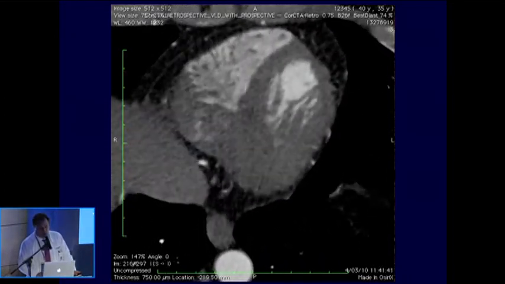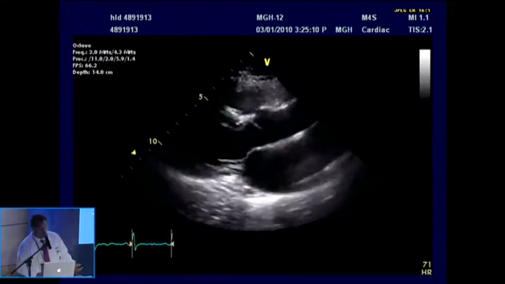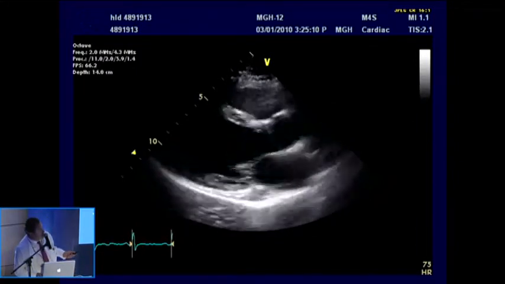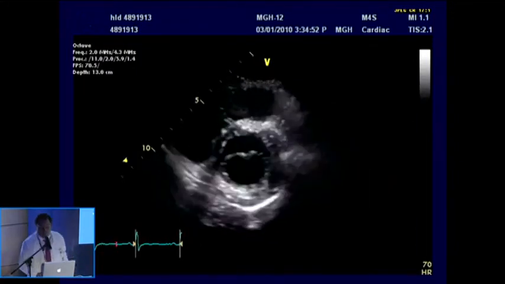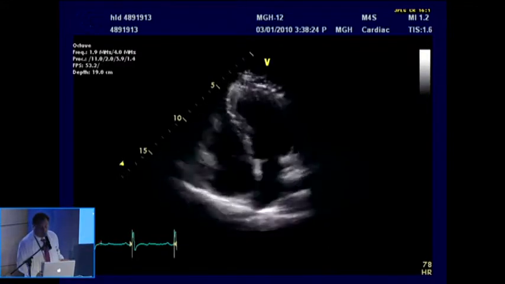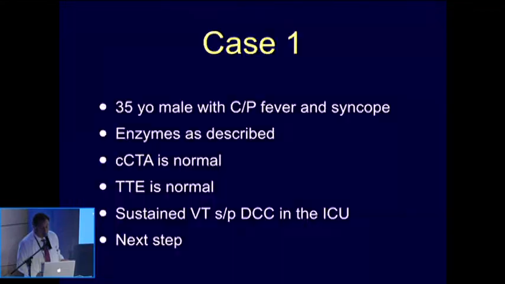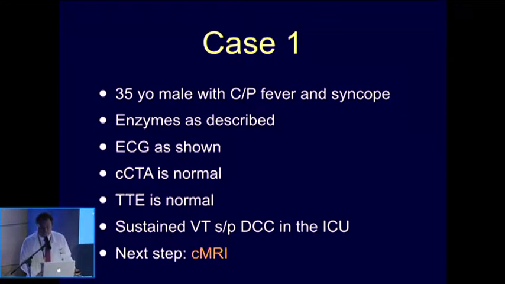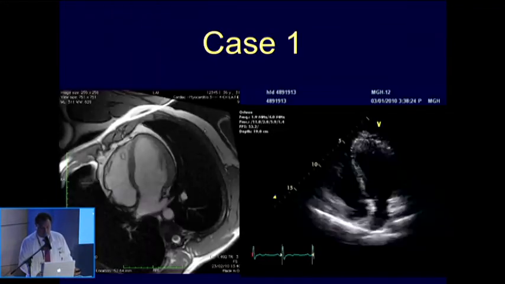So he's young, with sudden death preceded by myalgias and a febrile picture. This is the ICE. We don't see contractility issues, neither do we see segmental disorders of contractility. And this is a four-chamber apical view. And the next step was precisely to take him to cardiac MRI.